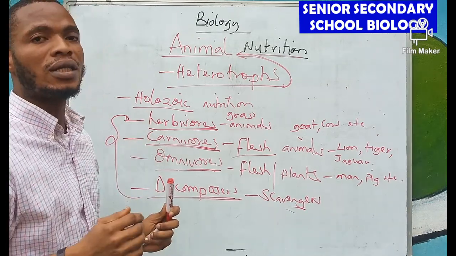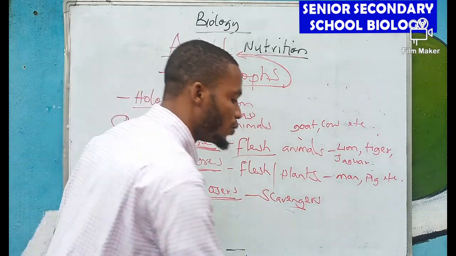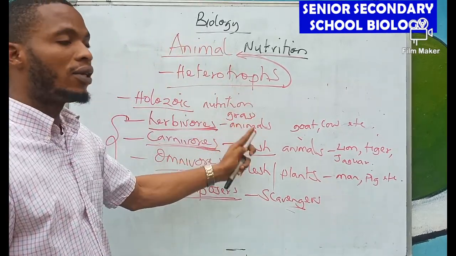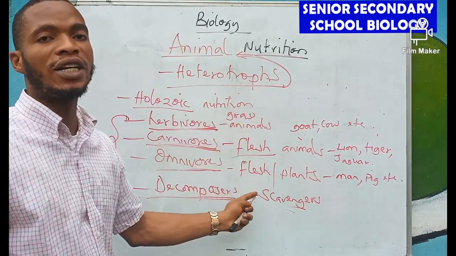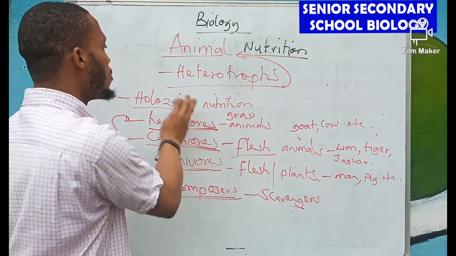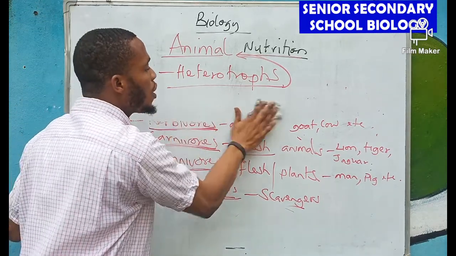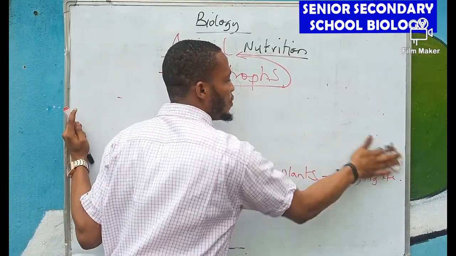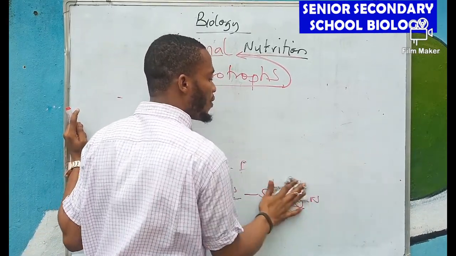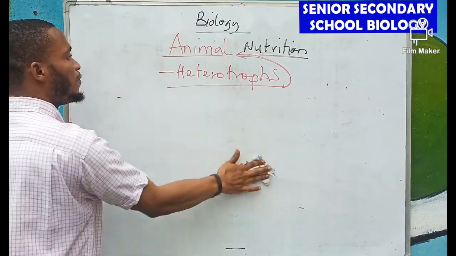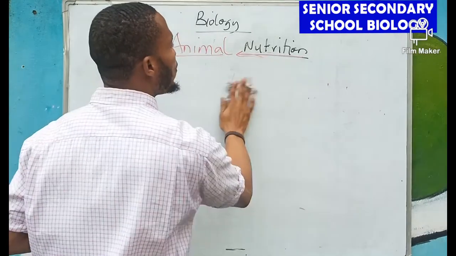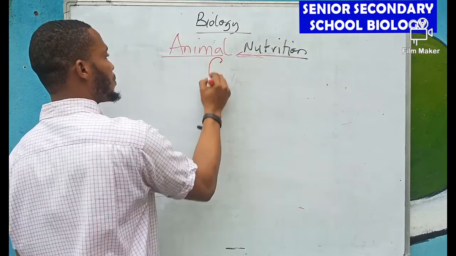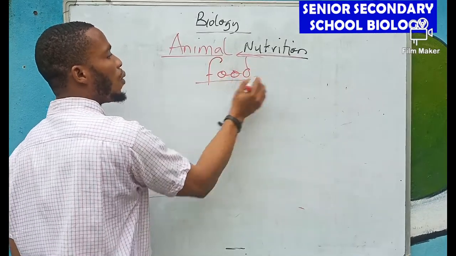Now, when they do all these things, what do they obtain? They obtain what we call food. Whether your grass eating, your flesh eating, or you feed on both flesh and plants, you're looking for what? Food. So that will take us to the next topic, food. What is food? Food is anything we take in for our nourishment. Is anything we take in for our what? Nourishment.